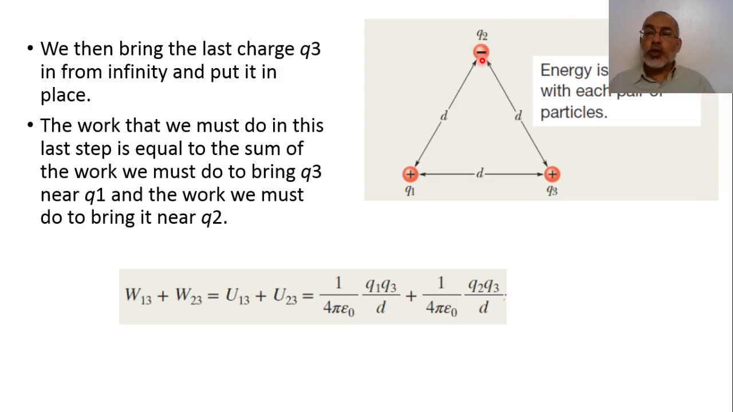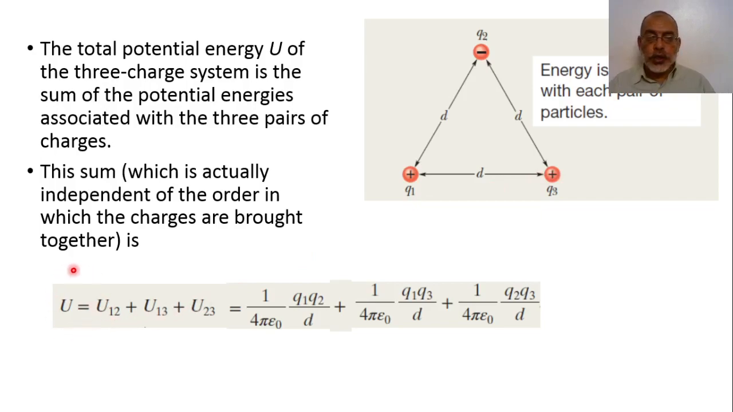So the total stored energy inside this system is effectively the summation of the potential between Q1 and Q2, Q1 and Q3, Q2 and Q3. So the total stored energy in this system is the stored energy between 1 and 2, the stored energy between 1 and 3, and the stored energy between 2 and 3. So it is simply 1 over 4 pi epsilon naught Q1 Q2 over D plus 1 over 4 pi epsilon naught Q1 Q3 over D plus 1 over 4 pi epsilon naught Q2 Q3 over D.